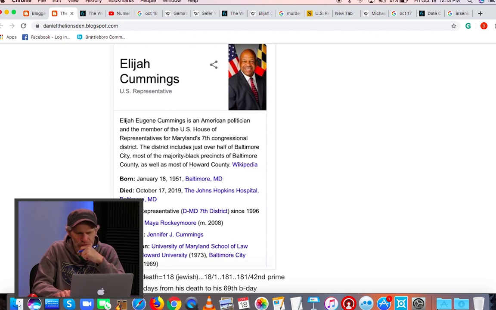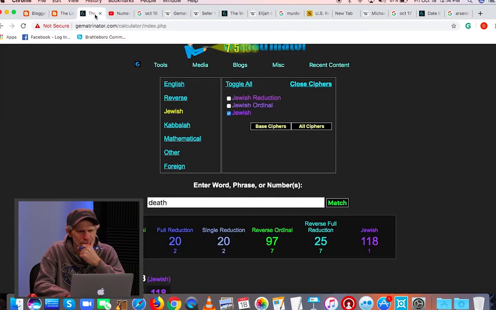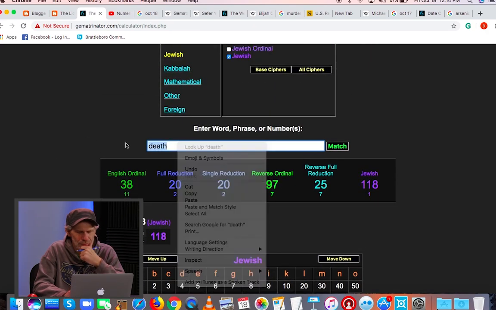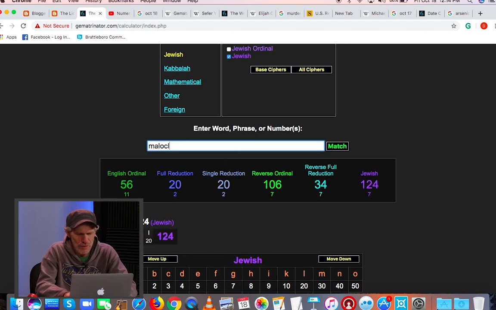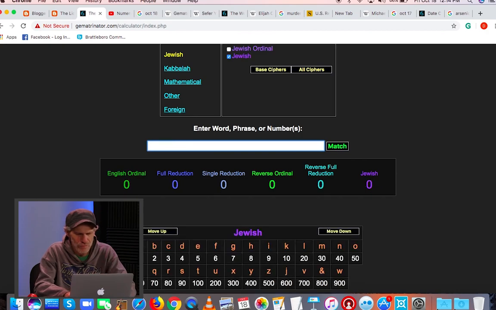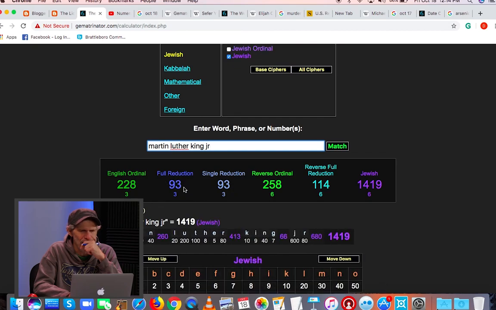So it was 93 days from his death to his 69th birthday. See that? 93 days. And what else was 93? Do you remember? His name. Elijah Eugene Cummings equals 93. Who else is 93? What about Malcolm? All right. Black leader. Malcolm X, 93. Who else? 93. Martin Luther King Jr. 93 as well. Just a coincidence.